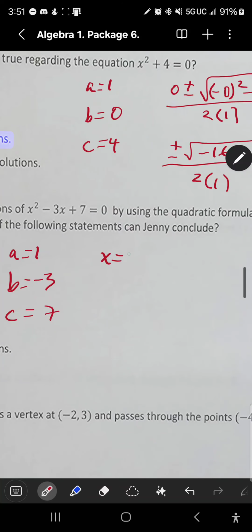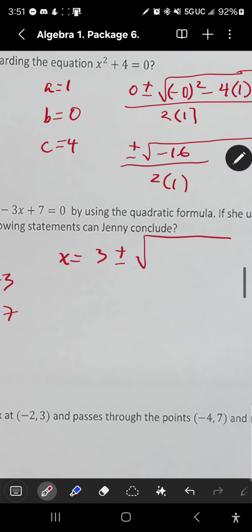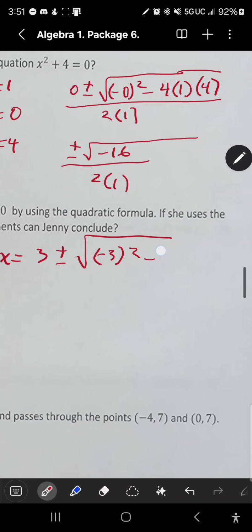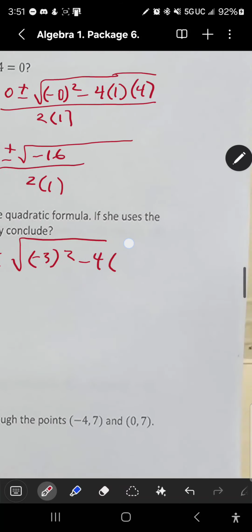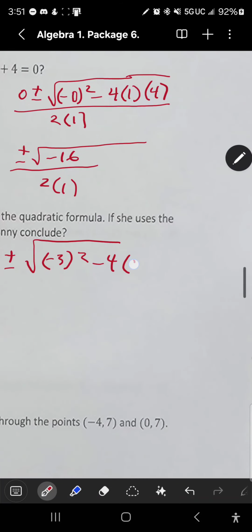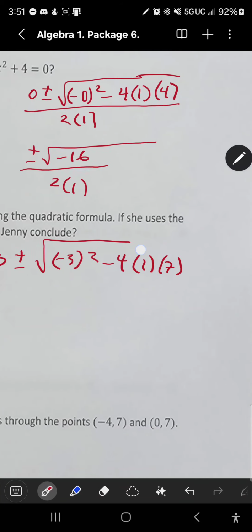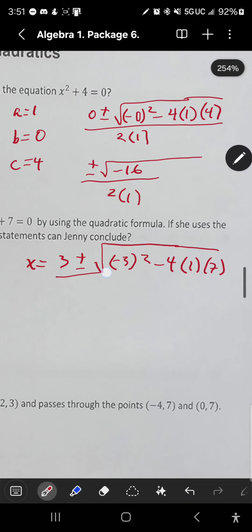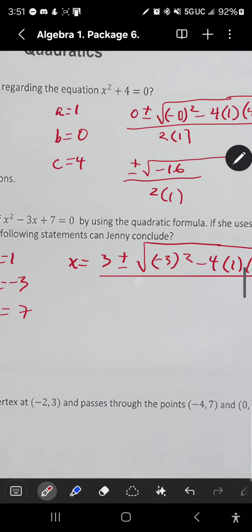Now then we have x equals negative b. So it will be negative b, which is negative negative 3, which is positive 3, plus minus square root of b squared, which is negative 3 squared, minus 4ac, so 4 times 1 times 7, over 2a, so 2 times 1.